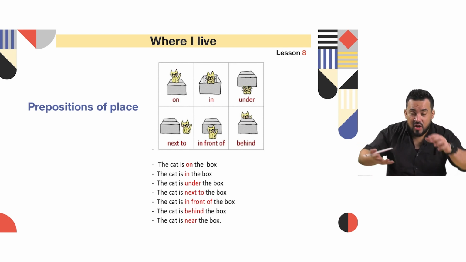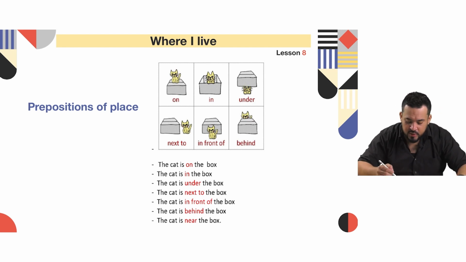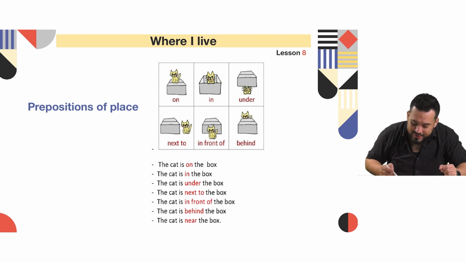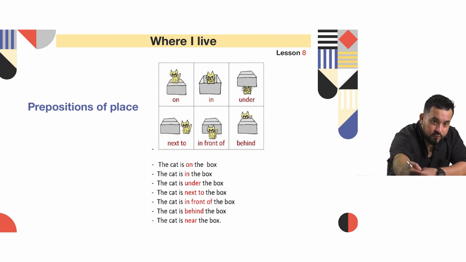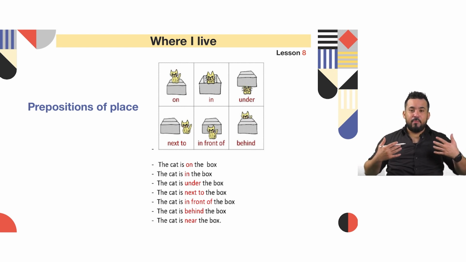The cat is under the box. It means below, under the box. The cat is next to the box. The cat is in front of the box. Or the cat is behind the box. Or I am behind the desk.